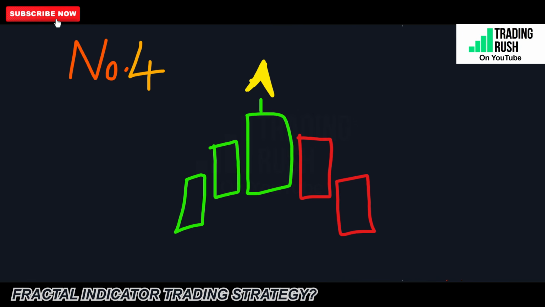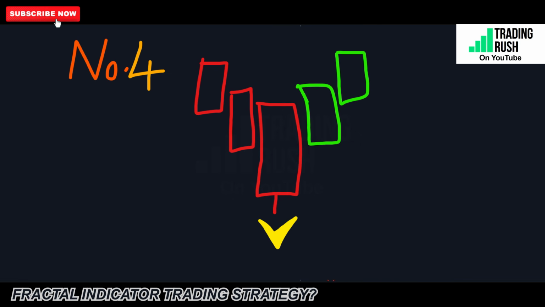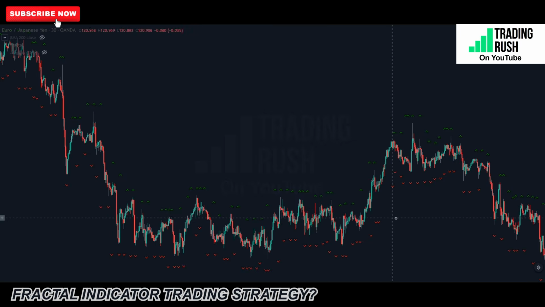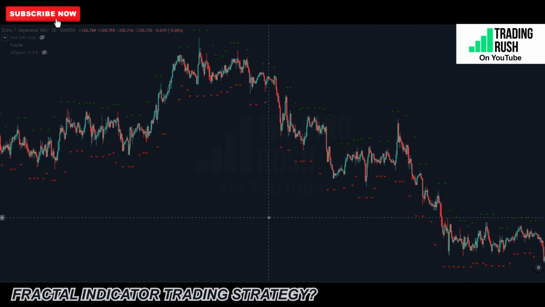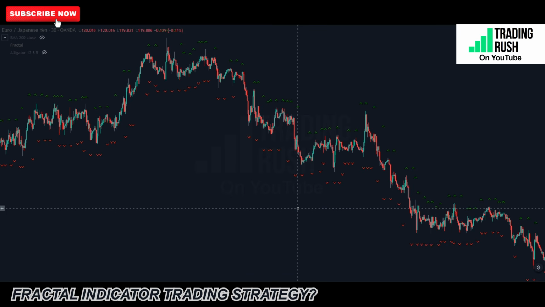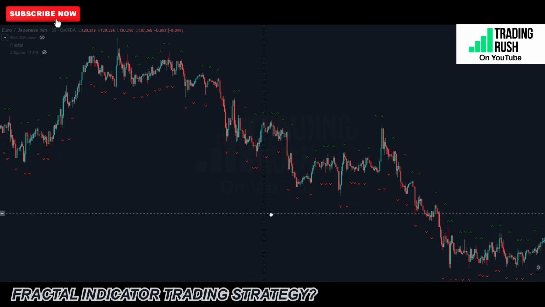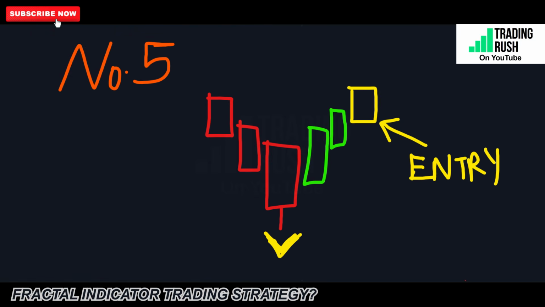Number 4. Fractal indicator takes 5 candles into consideration. A green arrow will only appear above the middle candle. Similarly, a red arrow will only appear below the middle candle. Number 5. Fractal is a lagging indicator. Candle has to be completed to consider entry signals given by the fractal indicator. In other words, if someone were to enter trades using fractal, the entry would be at the opening price of the third bar after the arrow.